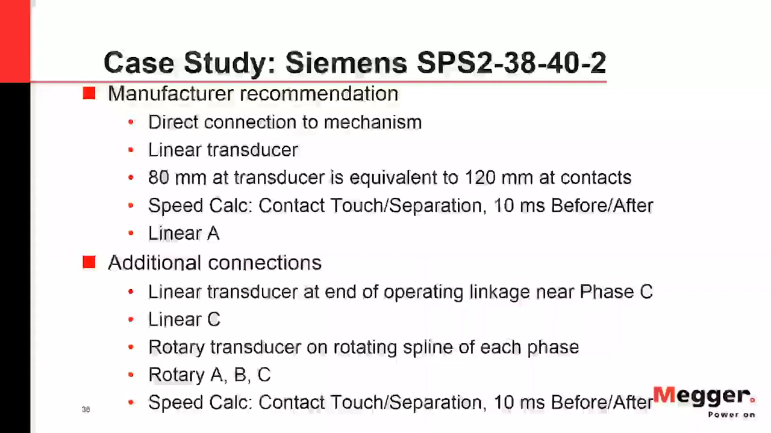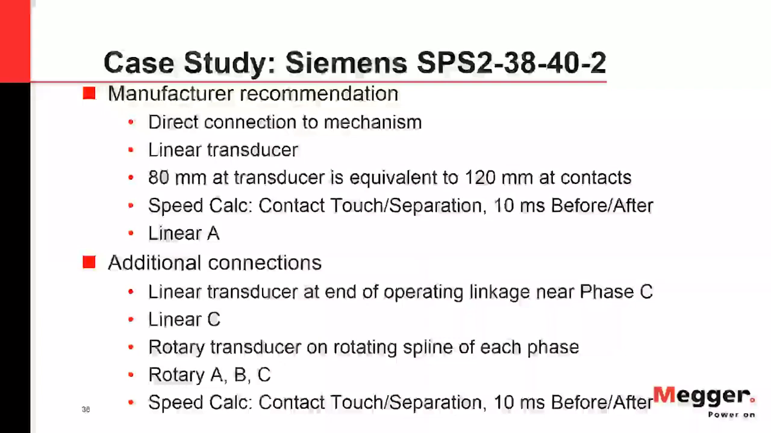So what we did here is we looked at this breaker. The manufacturer recommends hooking up a transducer and doing a direct connection to the mechanism using a linear transducer. And they also tell you in the manual that 80 millimeters of transducer stroke is equivalent to 120 millimeters at the contact. So you actually have to multiply whatever you get with the transducer by 1.5 to get the actual value of the contact stroke.